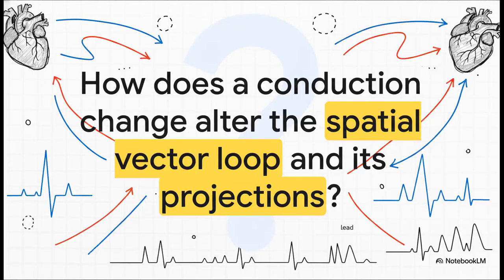So we'll end with a question to really take with you. Now that we've built this entire vectorial framework, I want you to consider how a pathological change in the heart's conduction sequence, let's say a bundle branch block, would fundamentally change the shape, the orientation, and the timing of that spatial vector loop. And then, how would that newly altered loop project predictably different shapes, different morphologies onto each of the 12 leads? Answering that, well, that's the very essence of diagnostic electrocardiography.